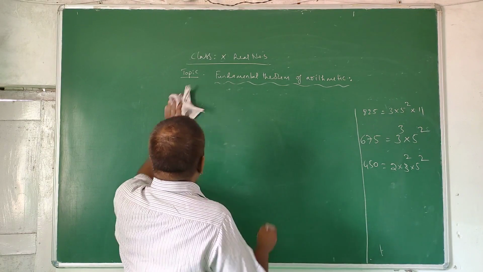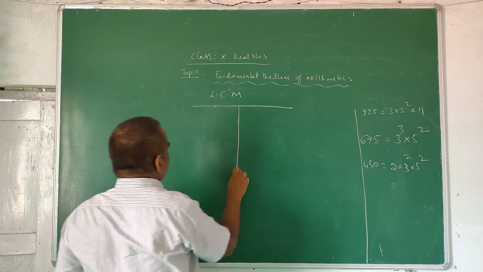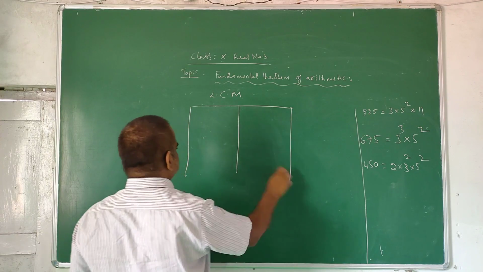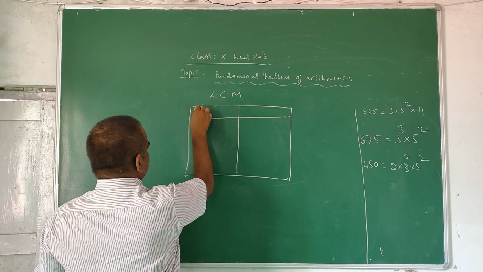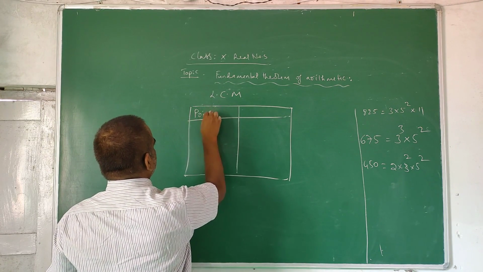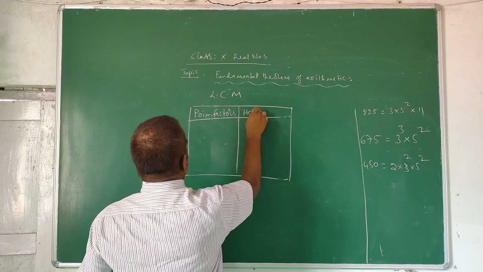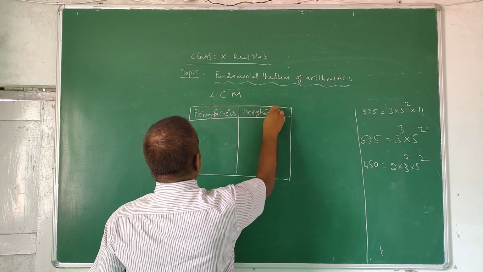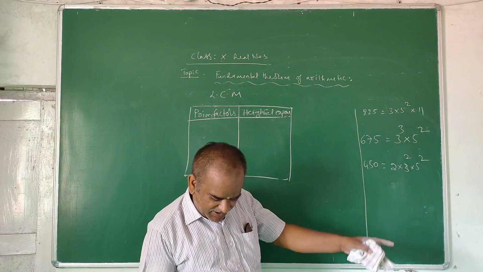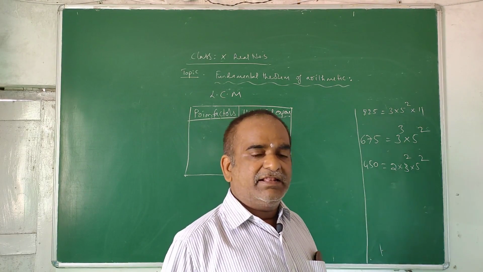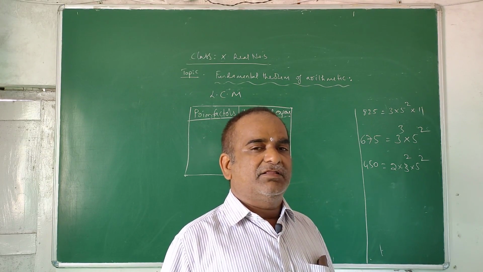Now LCM. Again prepare a table, from this table you can get LCM. Again 2 blocks, again same headings, prime factors, highest exponent. You collect all prime factors, not necessary to be common. In LCM, not necessary to be common. So you collect all prime factors that appear in the products.